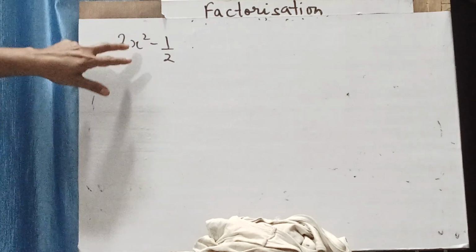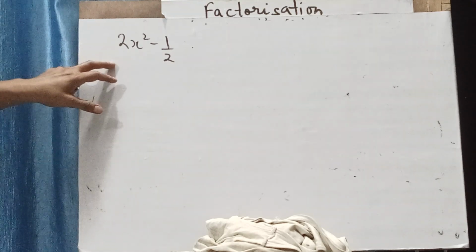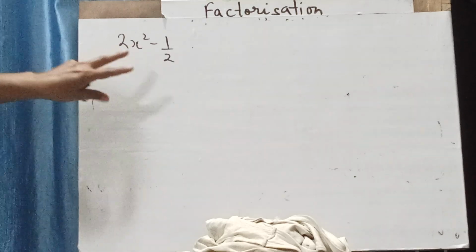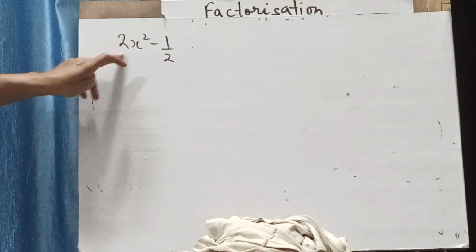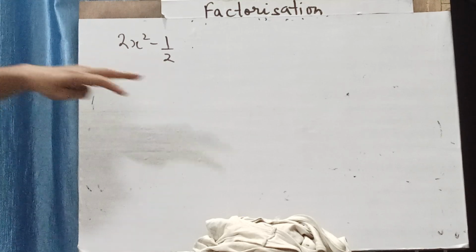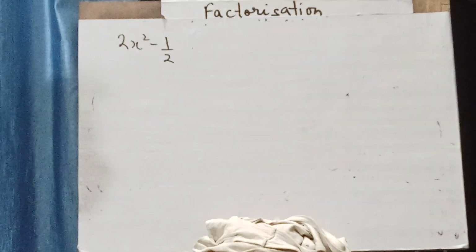Okay, now we have got a question. We have to factorize this: 2x square minus half. Now can you see here? We neither have this as a square, nor does this have a square. We don't have any square number except x in the form of a square.